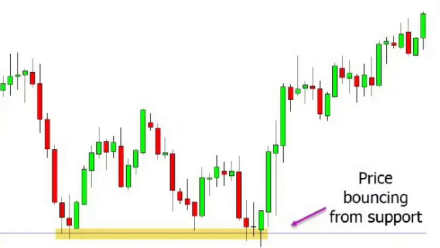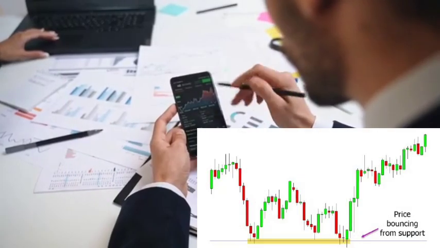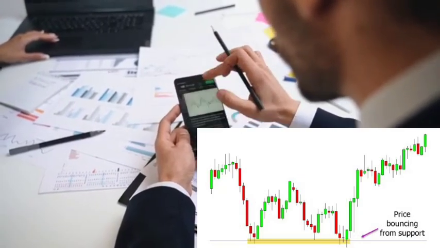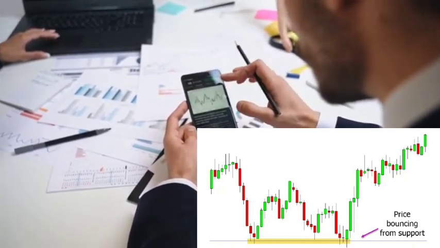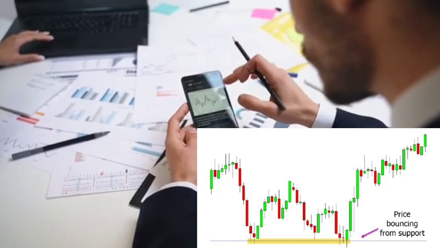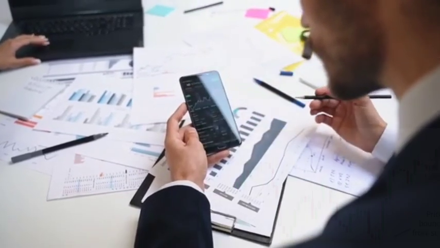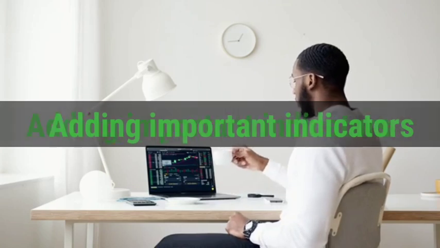Support and resistance are some of the most common forms of trading across all different markets and time frames. Using this, you can either look for a support or resistance bounce or for a breakout. For example, the chart on screen shows the price moves into an important area of support. This could be a higher probability area to look for long trades before the price rejects the support level and moves back higher. Third, adding important indicators.